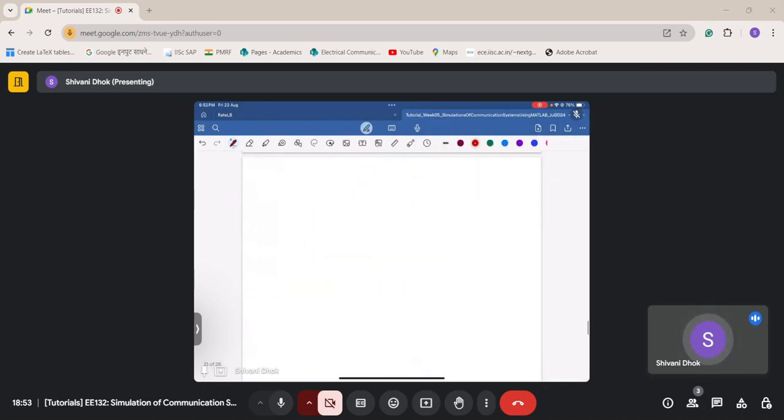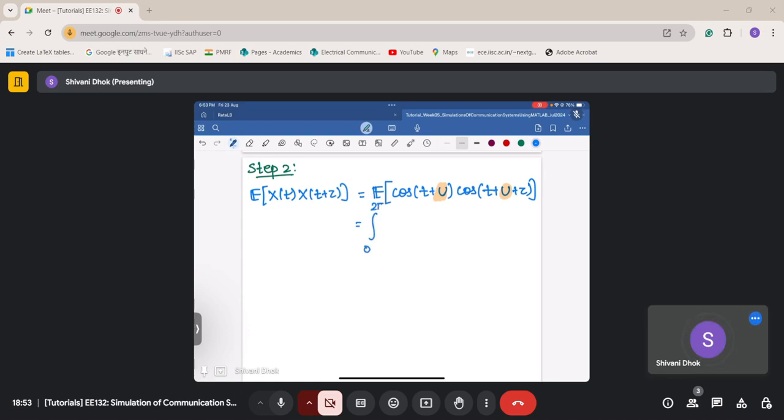Now, since your mean is constant with respect to time, let us move on to step 2. That is, let us find out the expectation of x of t into x of t plus tau. It is a real random process, so it's okay. So we can write it as the expectation of x of t, which is cos of t plus u, and then x of t plus tau will be cos of t plus u plus tau. Again, the source of randomness is the same random variable, that is u. So you can write this as the integral from 0 to 2 pi, with PDF 1 over 2 pi. So this quantity here is f_U(u) multiplied by the function, that is cos of t plus u into cos of t plus u plus tau, du.